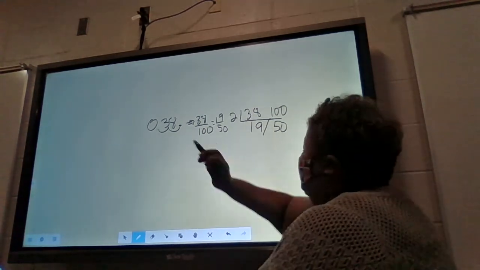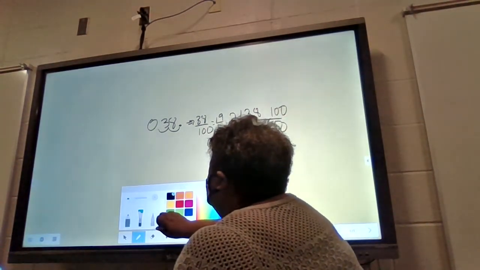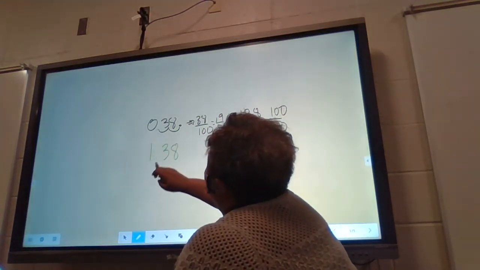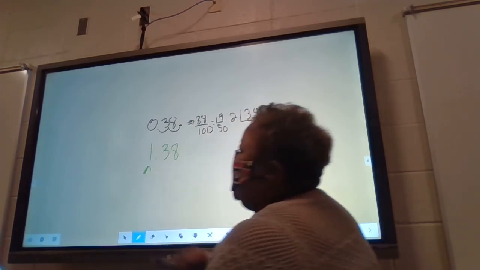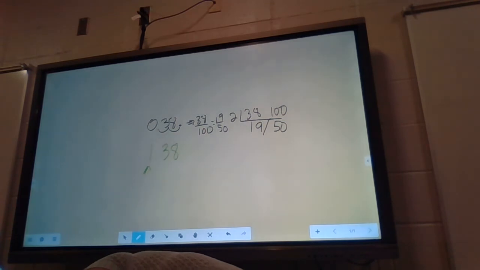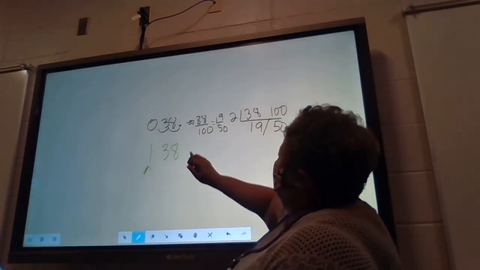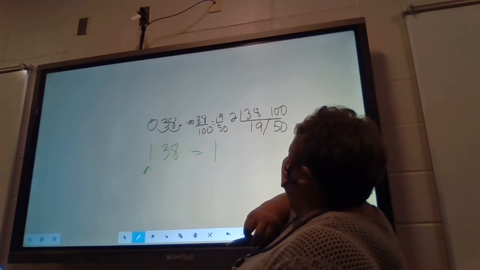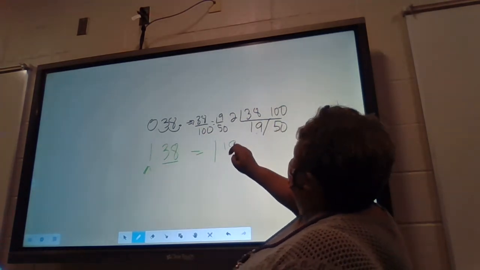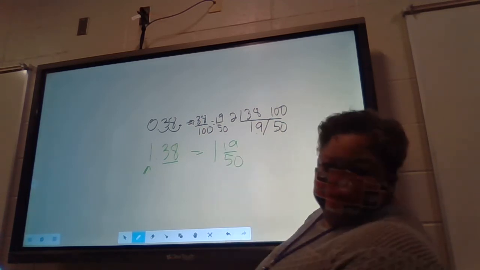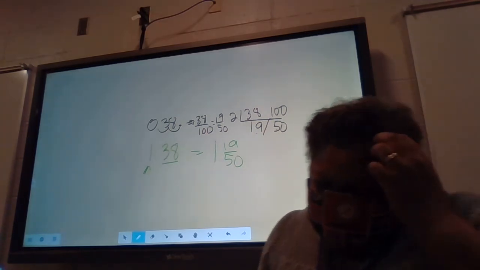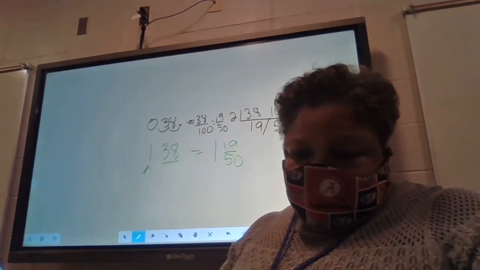Now let me do another number, but it's going to look kind of familiar. This one is 1.38. When I have a 1 or any kind of number to the left of my decimal, that is going to be the whole number portion of a mixed fraction. So I go ahead and write my 1. We already know 0.38 is 19 over 50. So 1 and 19/50. So we covered 3. We'll cover the other 3 Monday.